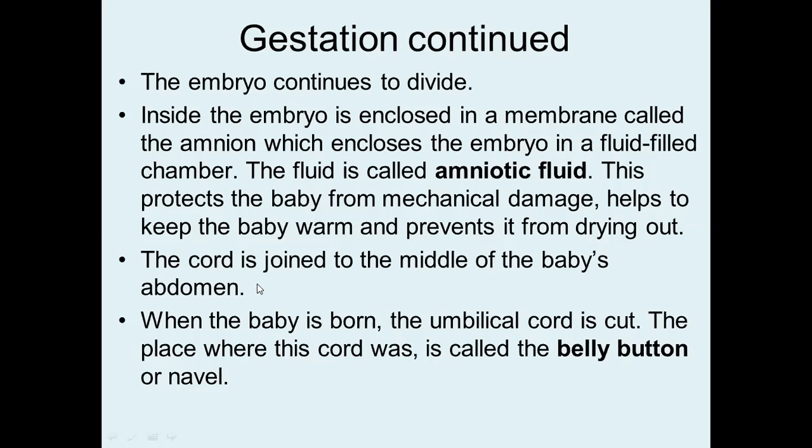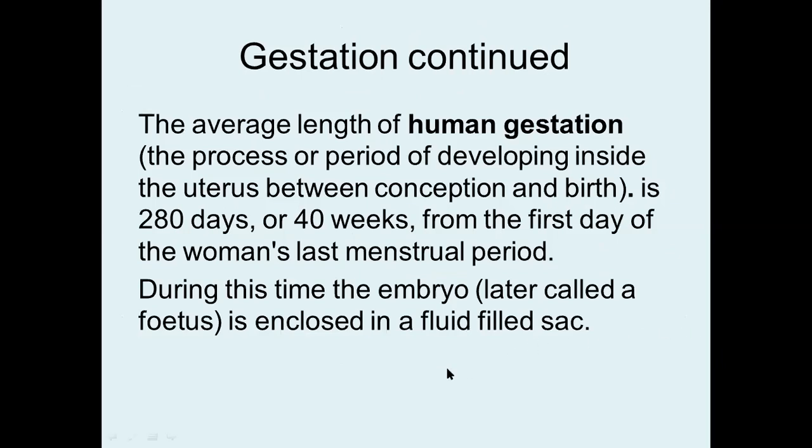Okay. And then the cord is joined to the middle of the baby's abdomen on the ventral surface, in other words, to the navel or to the belly button. And when the baby is born, the umbilical cord is cut. And the place where this cord attached is called the belly button or navel.